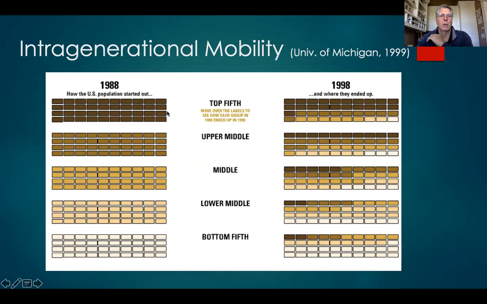Household income, right? In this case, the top 20% of households, the second, the middle, and then we'll follow those people. And 10 years later, where did that household end up? Well, a little less than half, 10 years later, fell out of the top quintile. If you look at the bottom quintile, the people in the bottom 20% of household incomes, a little less than half or about half moved up within a 10-year span, right?